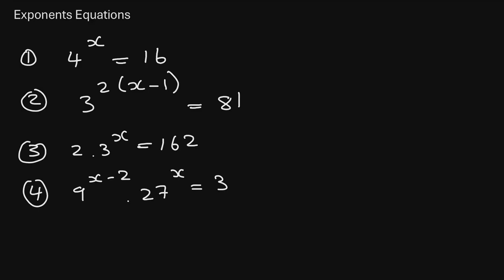Equations with exponents. So let's look at the following problems. The first problem we have is 4 to the power of x is equal to 16. So the first step is to make the bases the same on one side of the equation and the other. So now we know we can write 16 as what? As 4 to the power of 2.